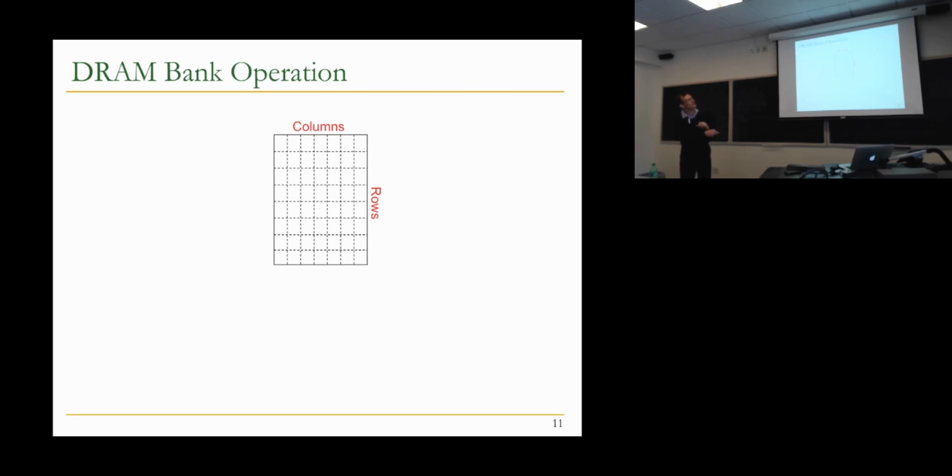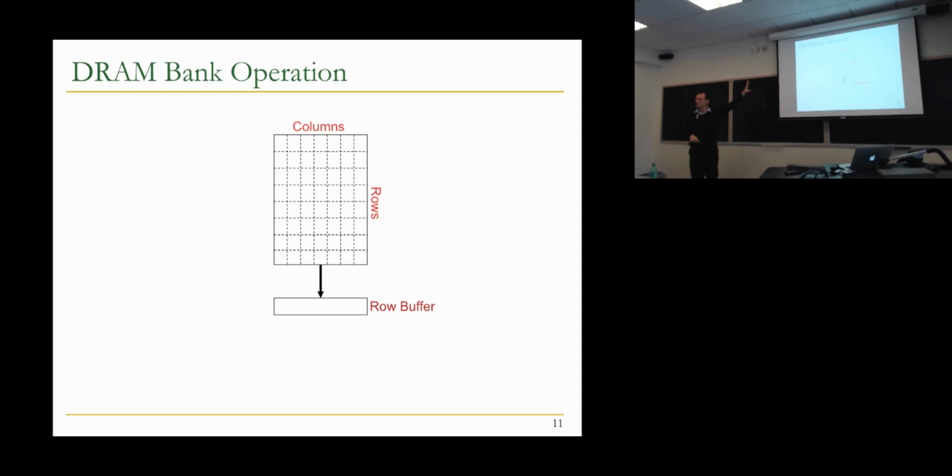It's basically a two-dimensional array of cells. It consists of rows of cells and columns of cells, and it's much bigger than this, actually. And if you want to access some data, you need to access the row that contains the data first, and that row needs to be first buffered in this hardware structure called the row buffer in the DRAM bank.